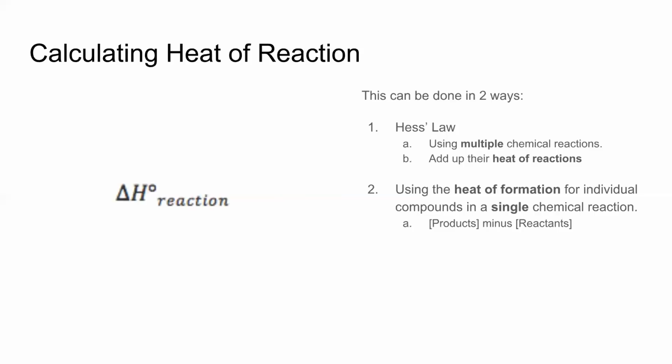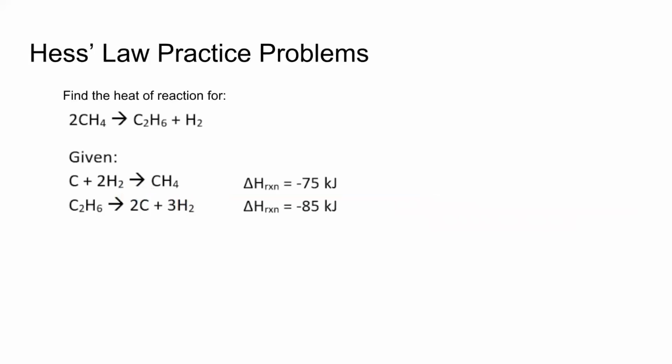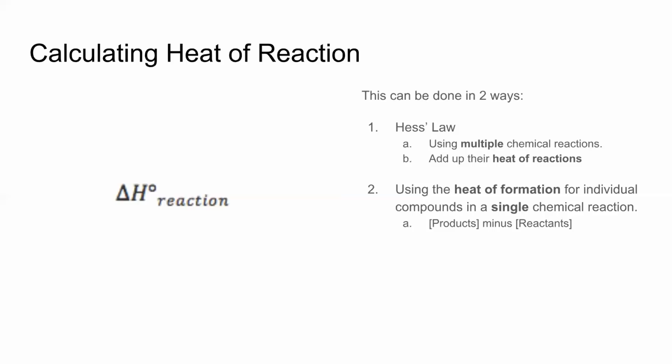So this can be done in 2 ways. The first way is to use Hess's law. And in Hess's law, we need to use multiple chemical reactions and then add up each of their heats of reaction. A second way is to use the heat of formation for individual compounds in a single chemical reaction. And the formula we use is going to be products minus reactants, times the respective moles. But we will get to that later.